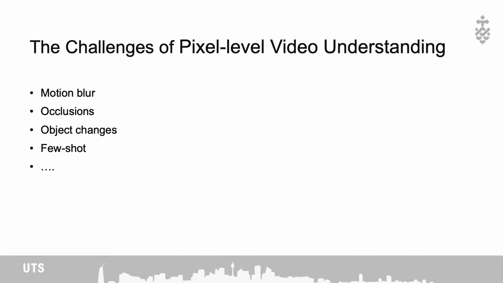Beyond the common challenges existing in image segmentation tasks, pixel-level video understanding poses many new challenges. For example, motion blur will appear when an object is moving very fast. During the moving, this object may also be occluded by other objects. Besides, the appearance of this object may continually change during the movie. These challenges further increase the difficulty of pixel-level understanding in videos.